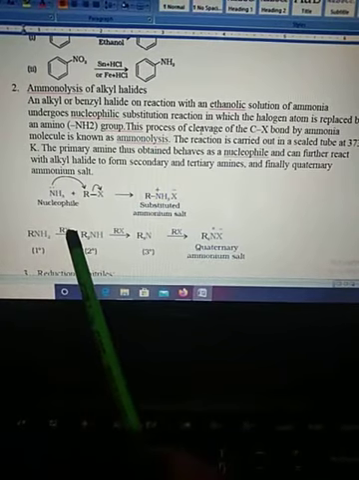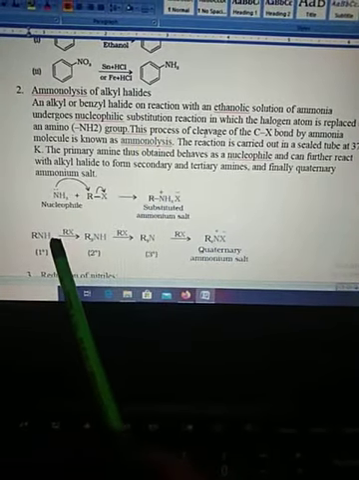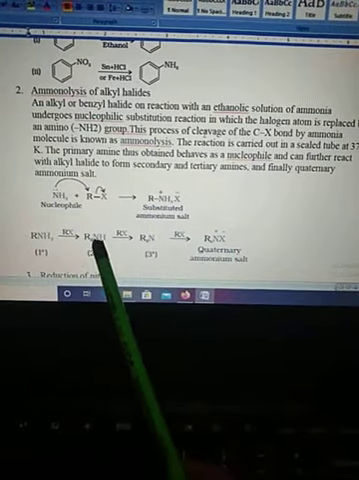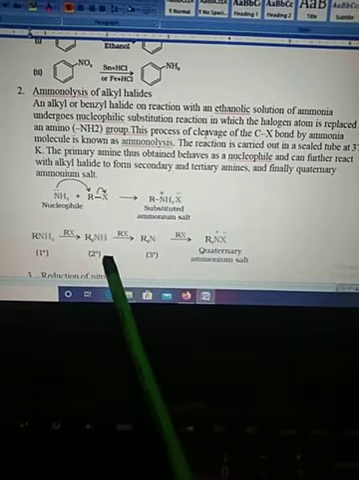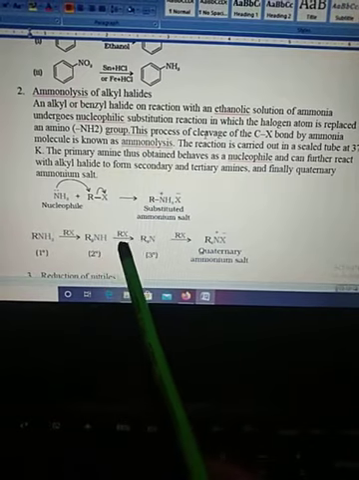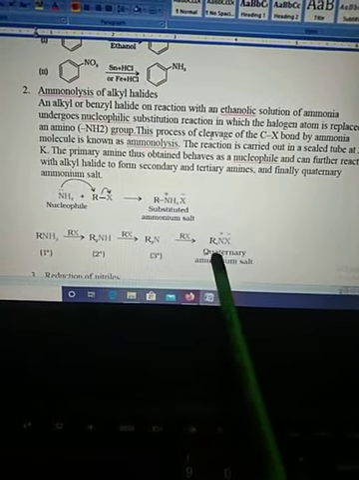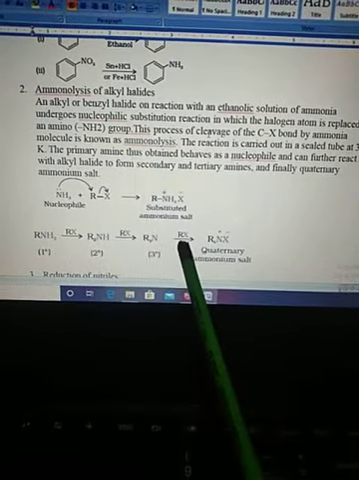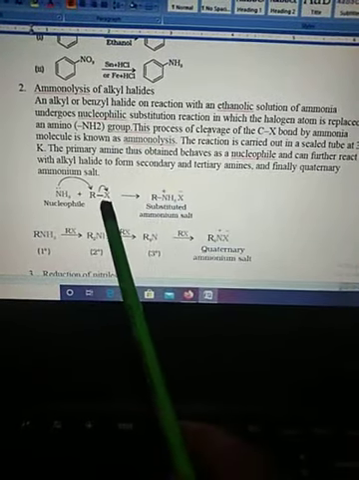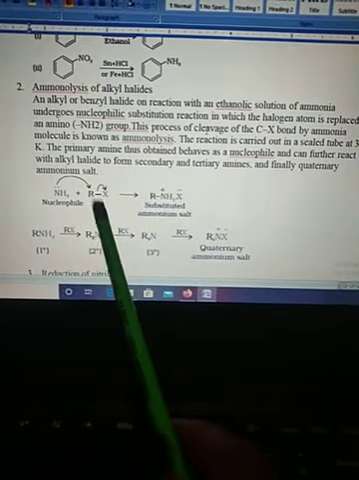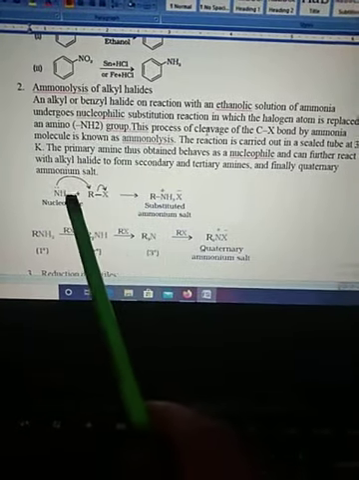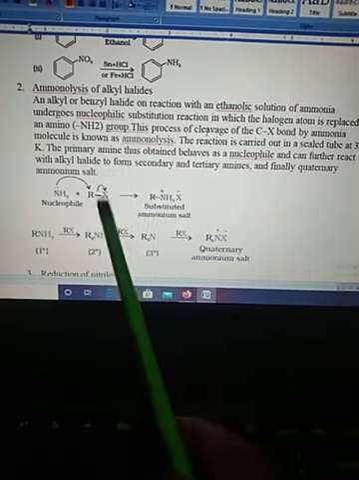Similarly, if you take one more molecule of alkyl halide, one hydrogen of that will be substituted and it will form R2NH, which is secondary. Similarly, if you take one more molecule, it becomes R3N. One more, and it will become a quaternary ammonium salt. This process of cleavage, that means breaking of the carbon halogen bond by ammonia, is called ammonolysis.